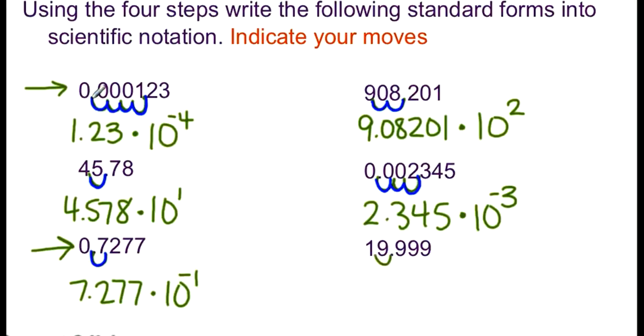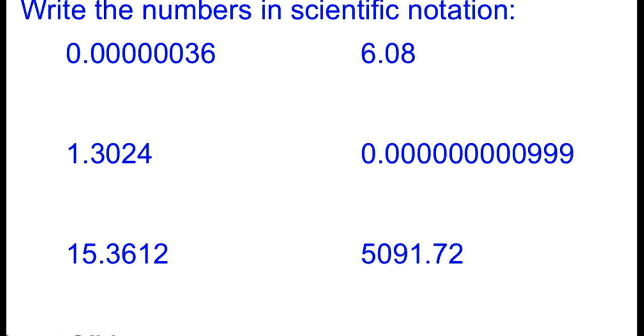Moving my decimal place in between the 1 and the 9 because 1.9999 is in between 1 and 10. I'm going to multiply it by 10 using an exponent of 1 because I have 1 bubble. And my original number was larger than 10, so my exponent is going to stay positive. 6 more examples and then we're done.